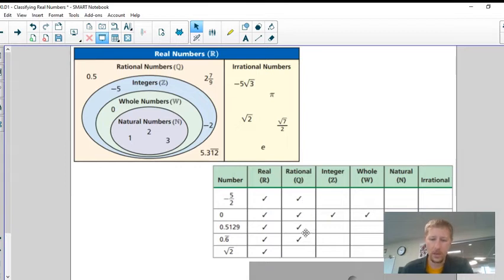And if it's rational, we have to decide, is it an integer? If it's an integer, is it also a whole number? And if it's a whole number, is it also a natural number?